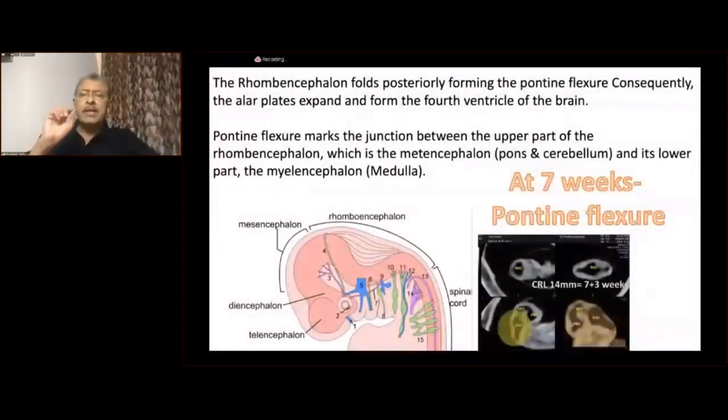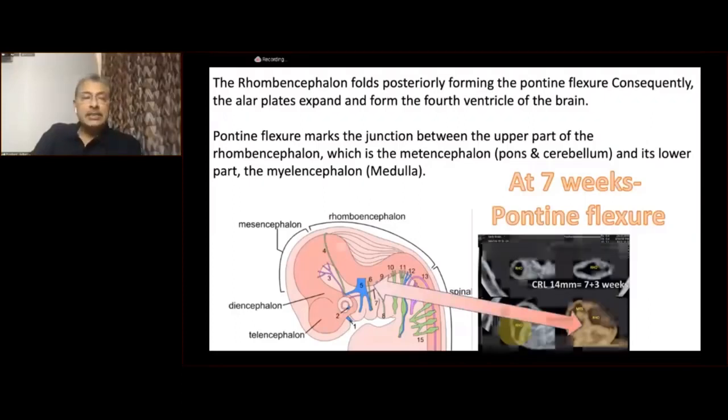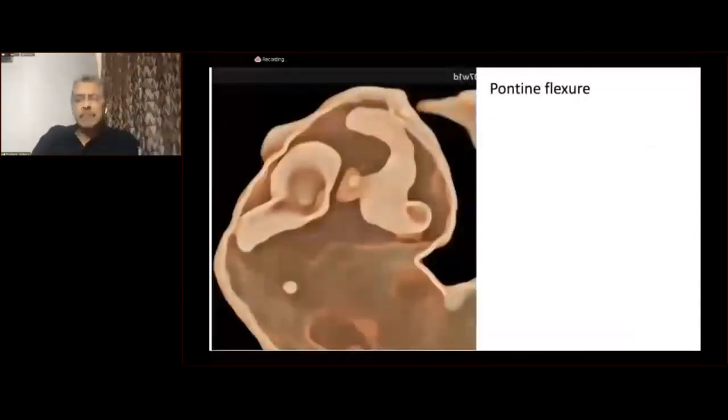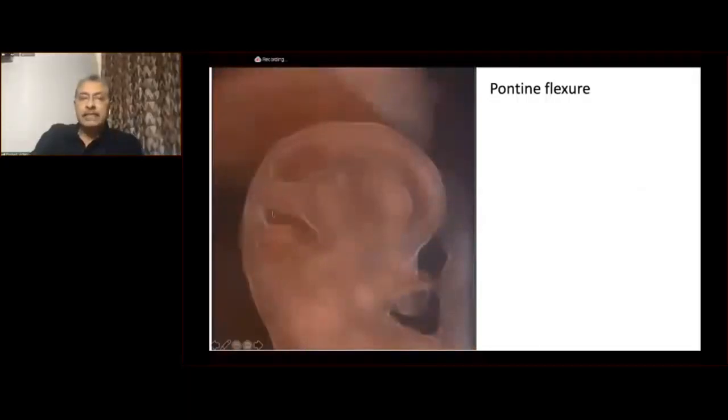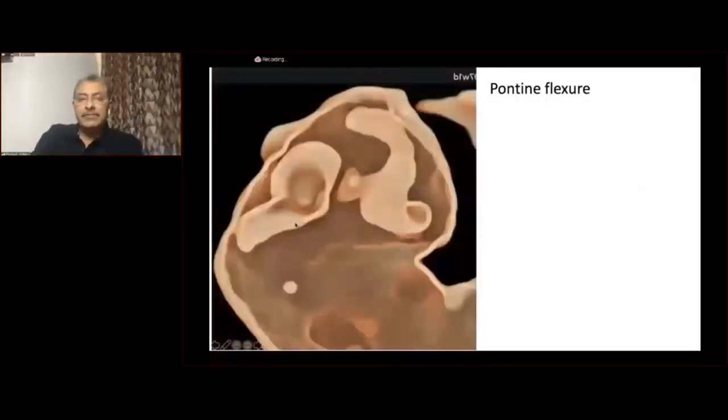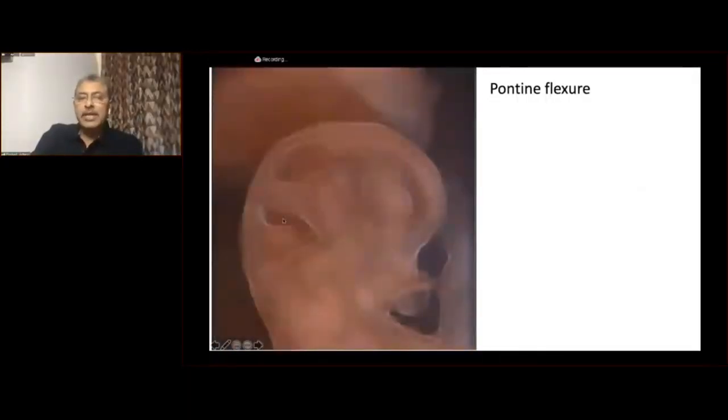Now, one typical thing happens at 7 weeks: instead of a straight brain, there is a pontine flexure. The pons becomes a little bit flexed, and you have this flexure which is developed, and that starts happening at 7 weeks, and that's where the entire system starts developing. At 7 weeks, in this pontine flexure, a couple of things happen. And this pontine flexure, with the same image, I have just made it more transparent so that you can appreciate this pontine flexure.